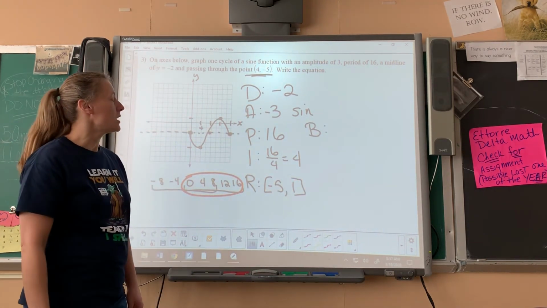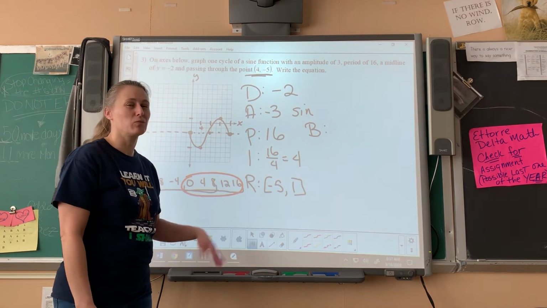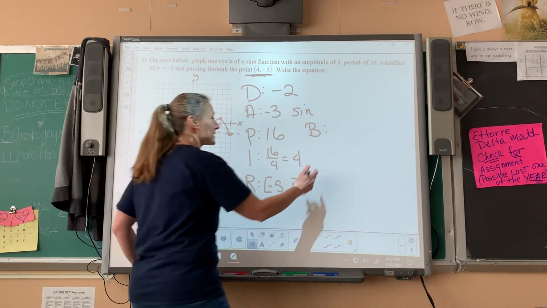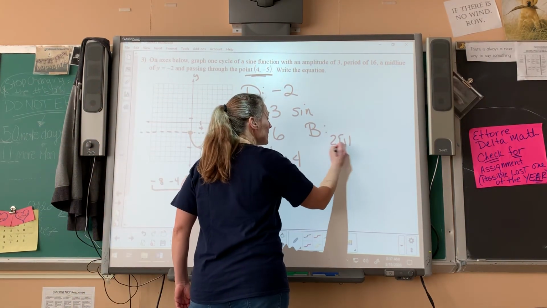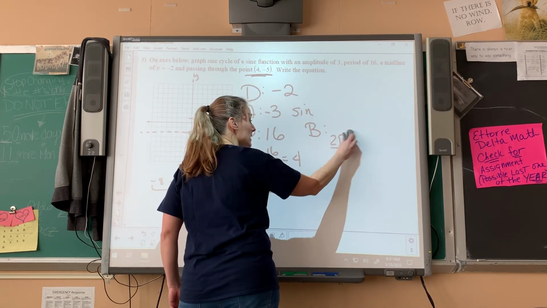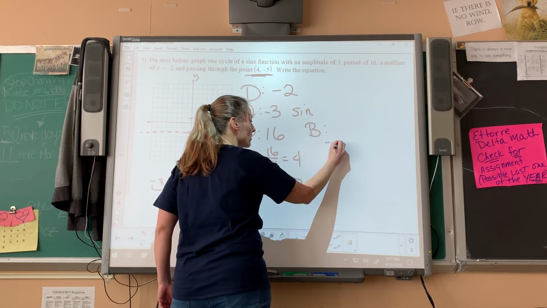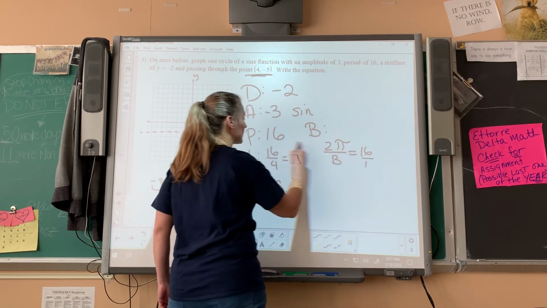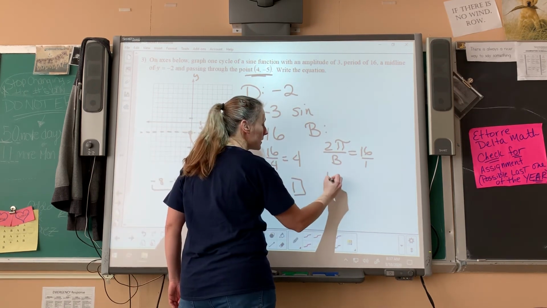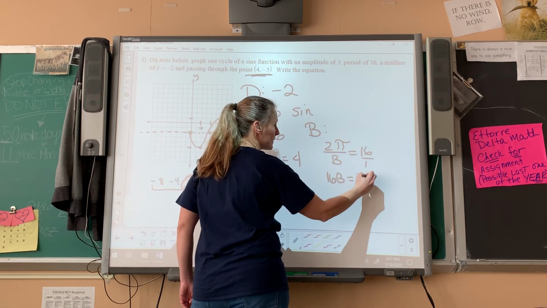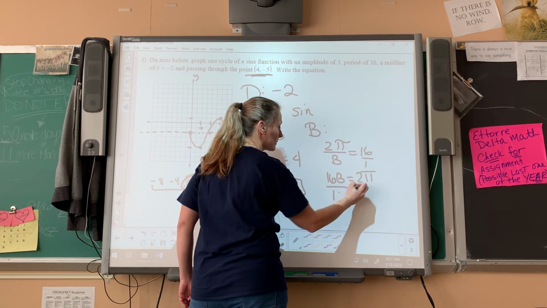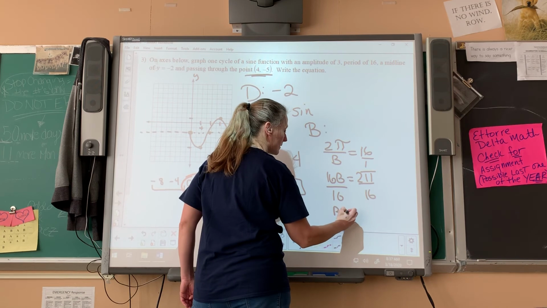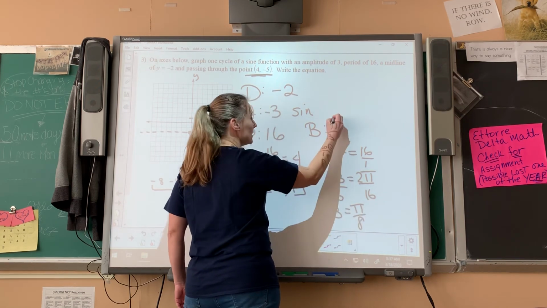The only other thing I need is b. So you just take 2 pi over b and set it equal to the period. And we know the period is already 16. Cross multiply. So it's pi over 8.